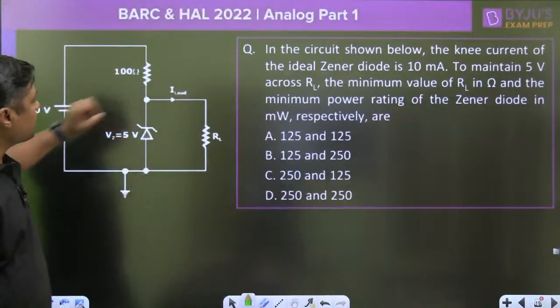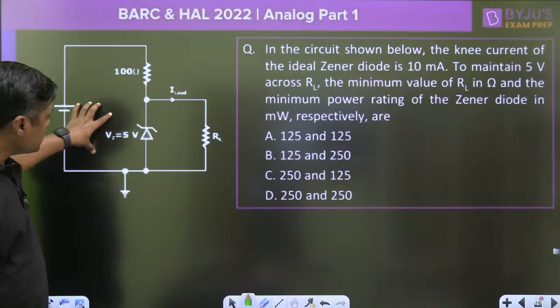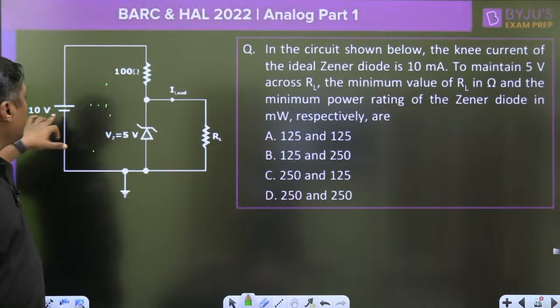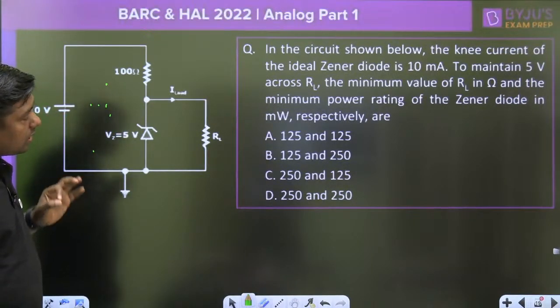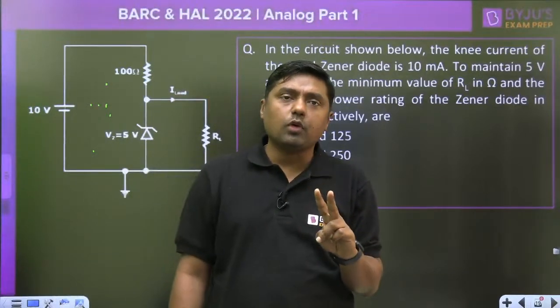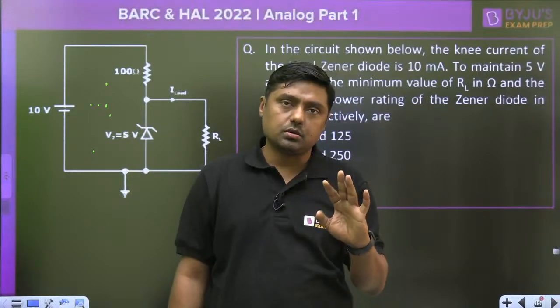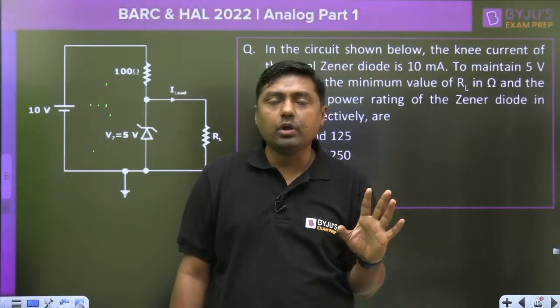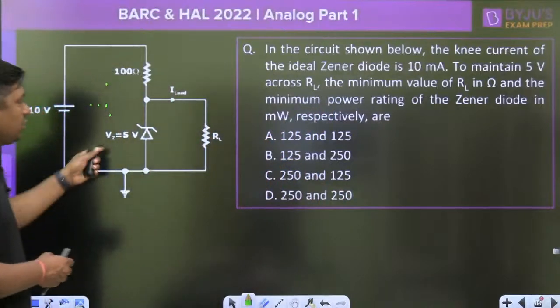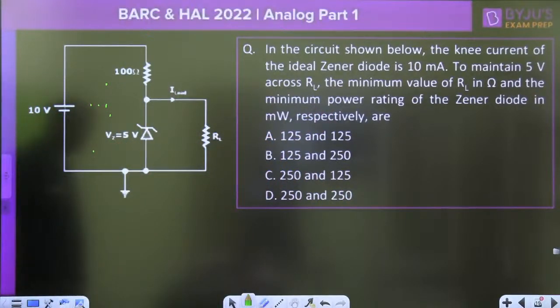Now tell me, what is the answer for this question? Here we have the Zener diode, and here RL is connected. This is the 100 ohm resistor, and this is the 10 volt. I am going to give you just two formulas for the Zener diode, and you will be able to solve all the questions on this type of circuit. That is a voltage regulator using a Zener diode.